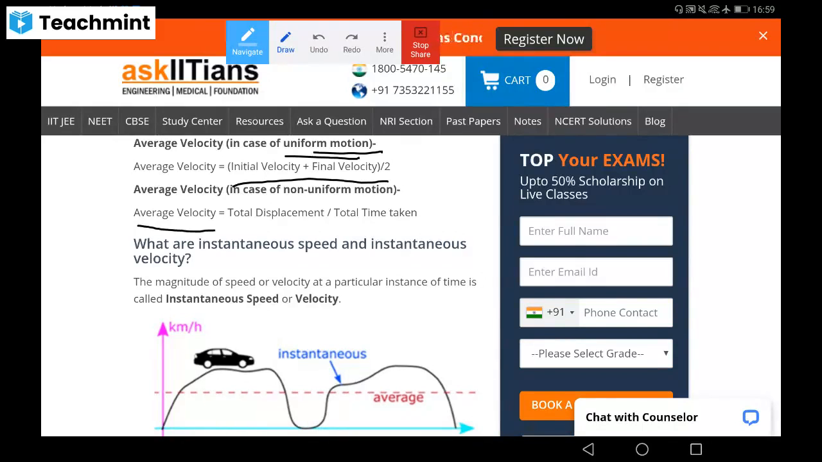Whereas the average velocity formula for non-uniform motion is total displacement. I told you what displacement is, right? That displacement you have to measure and divide by total time, so it will give you the average velocity for non-uniform motion.